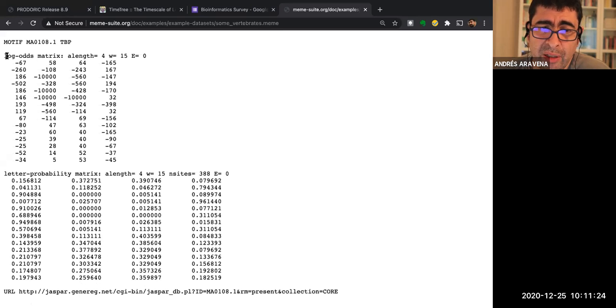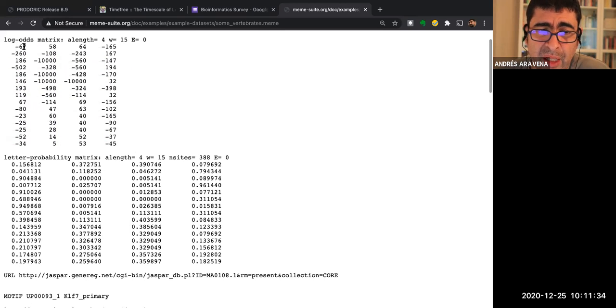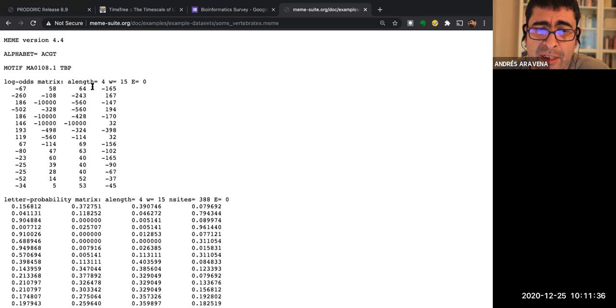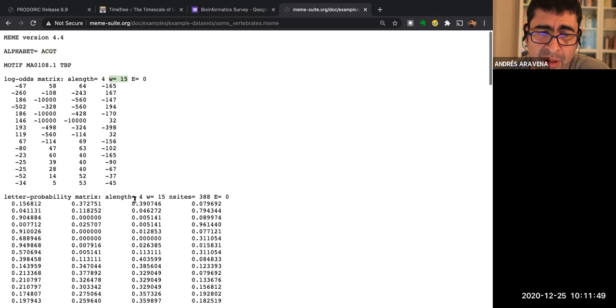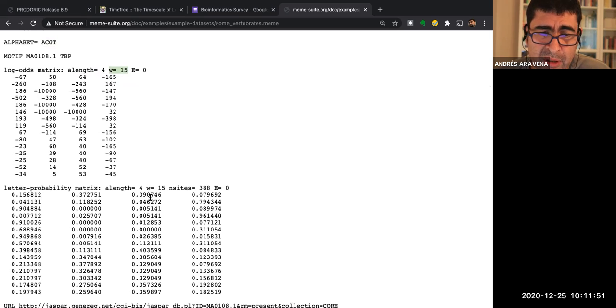So here you see the matrix, log odds. That is the technical name of the matrix that I showed you, with positive and negative numbers. Here you have 4 columns for A, C, G, T in this order. These are the valid letters, 4 columns, and the alphabet length is 4. The width is 15, if you have 15. And I don't know what this E is.